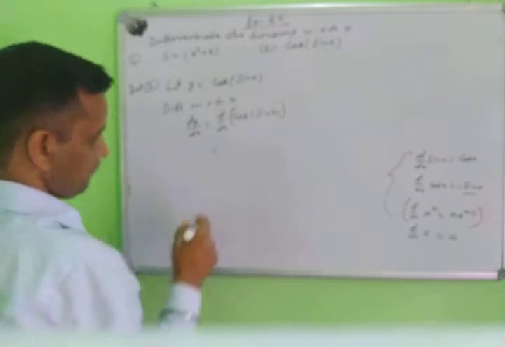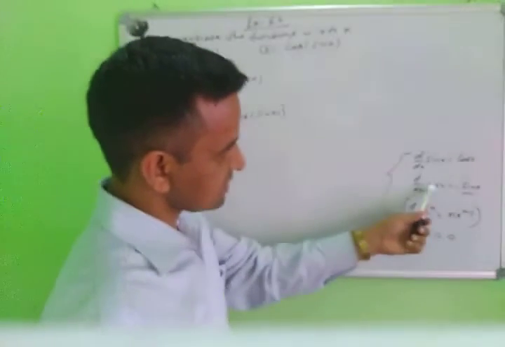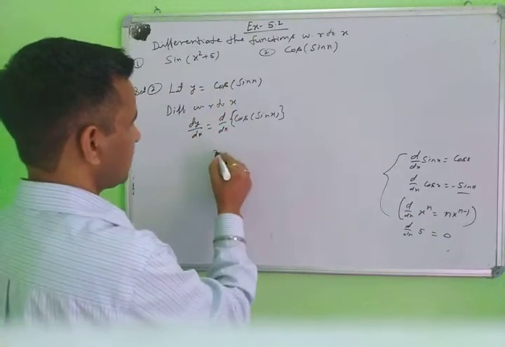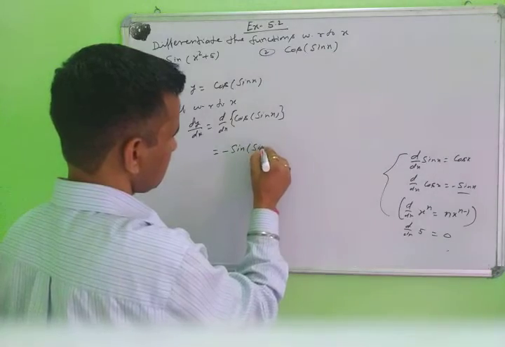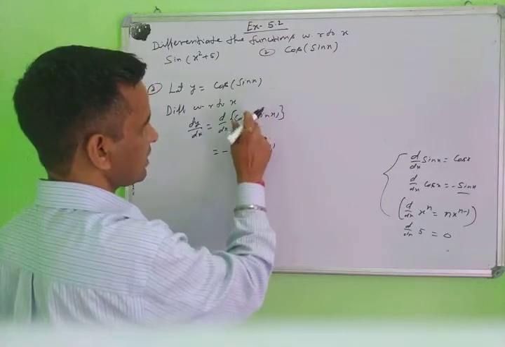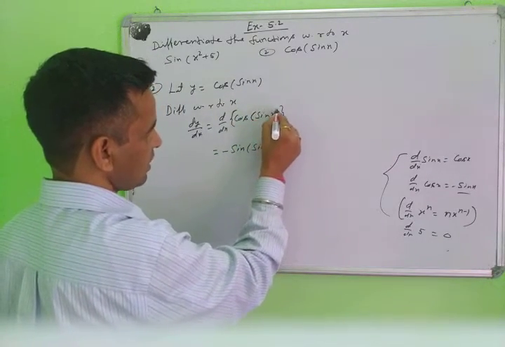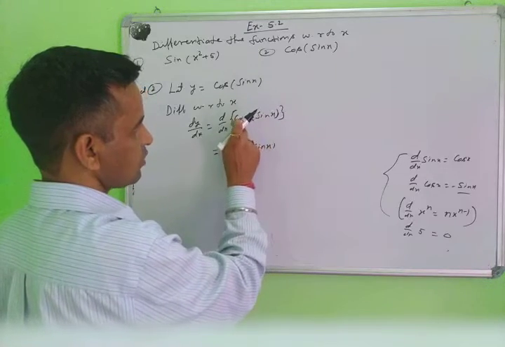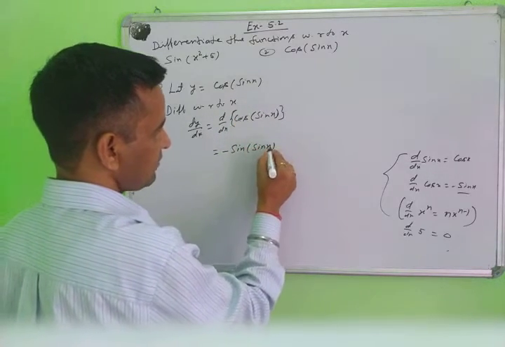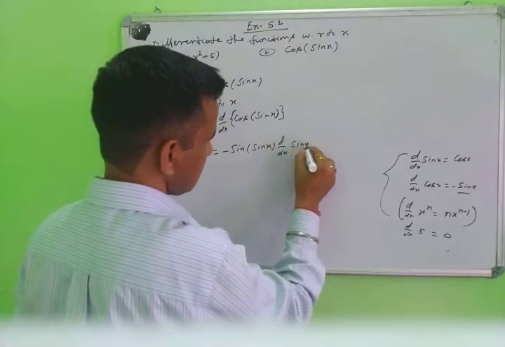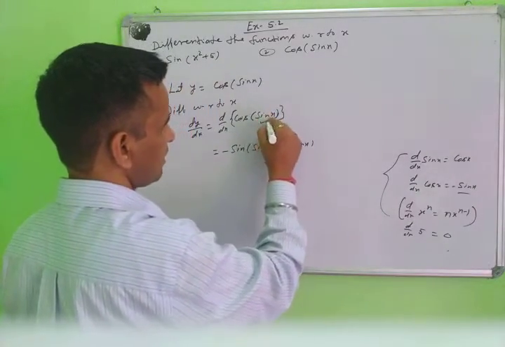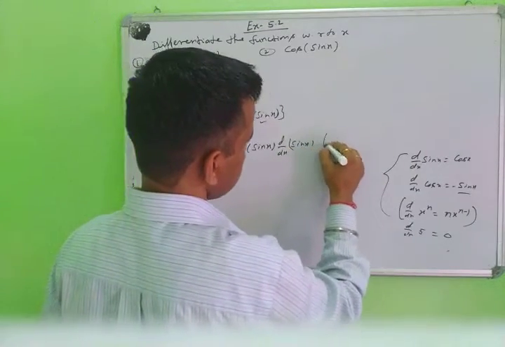So now first, what is the differential of cos x? This is minus sin x. So using this identity, minus sin x. This is the theta here. This part is used as theta. The cos theta means minus sin theta. Again differentiate d over dx sin x. Again differentiate this part, this is the chain rule.